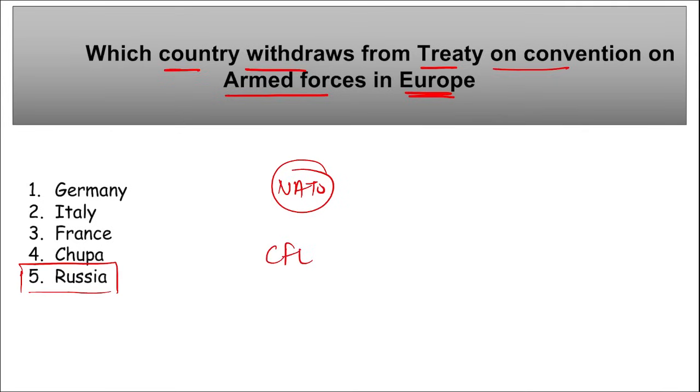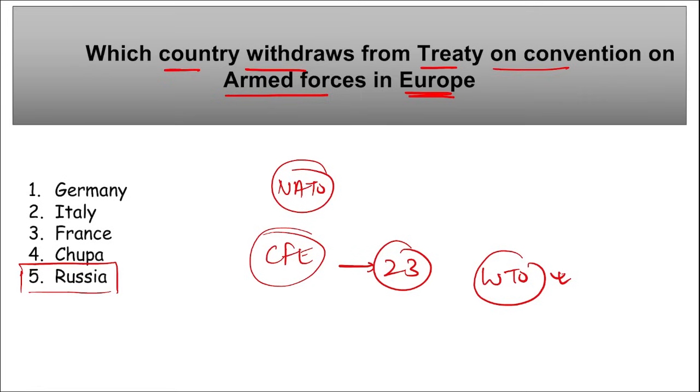This CFE, that is your Conventional Armed Forces in Europe treaty, was signed by 23 participating states, those belonging to NATO and WTO. What is WTO? WTO is your Warsaw Treaty Organization, correct? Then this CFE was signed in 1990 in Paris, France, correct? And the aim here is to stop the USA and Russia from building up forces that could be used in a swift assault or in war. So Russia has recently withdrawn from this particular treaty.